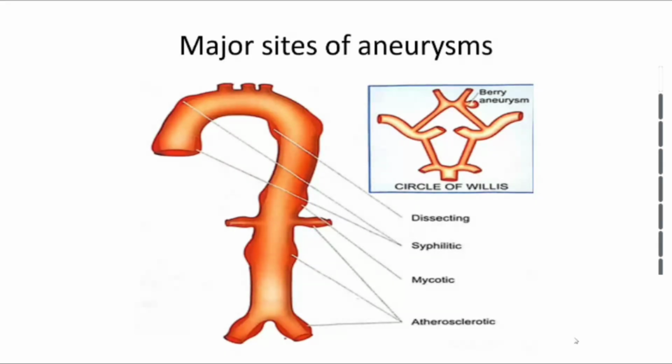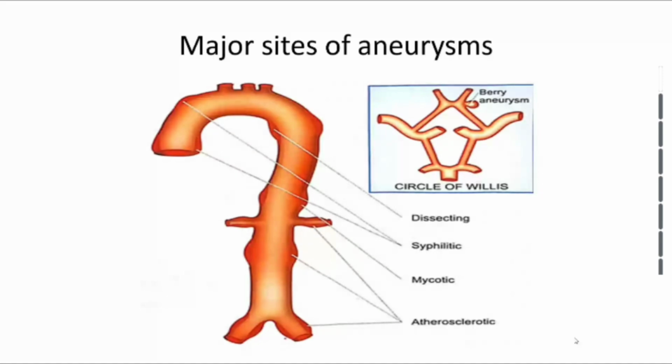And we talk about dissection. Basically, we say there will be a defect within the tunica intima, and blood is allowed to seep through into the tunica media and cause its separation. That's what we call dissecting. So it's more common at the arch of the aorta and even the descending aorta. That's the thoracic aorta, dissecting aneurysm.